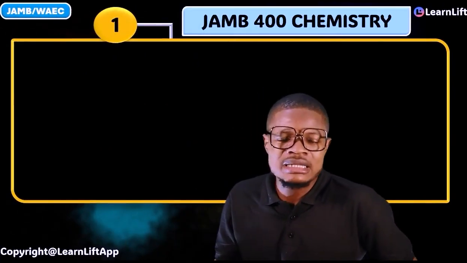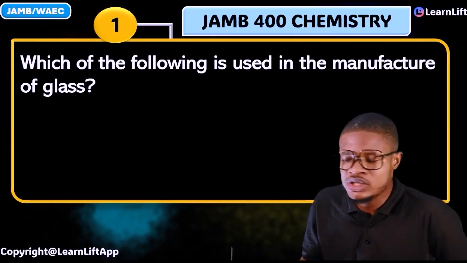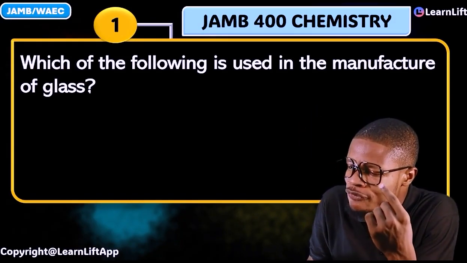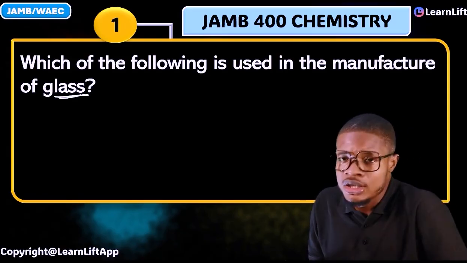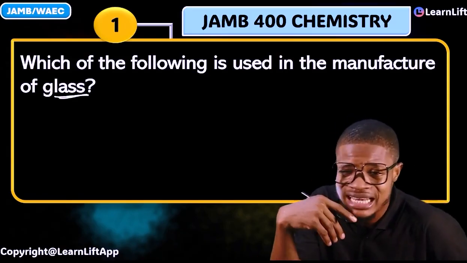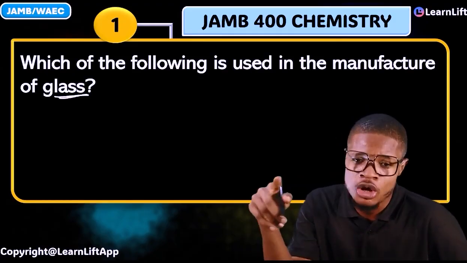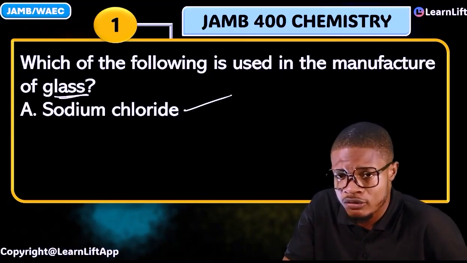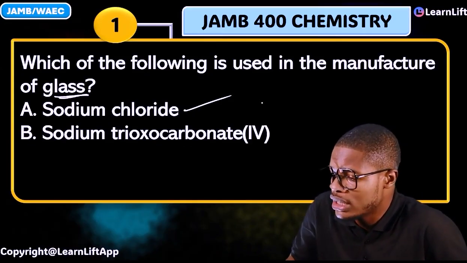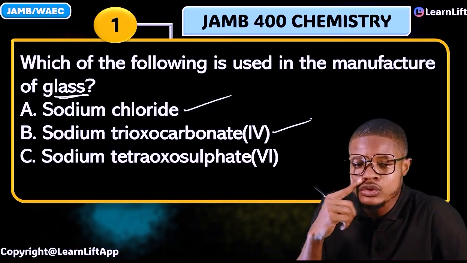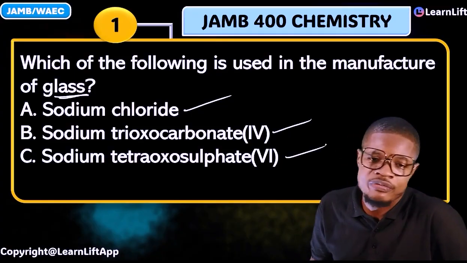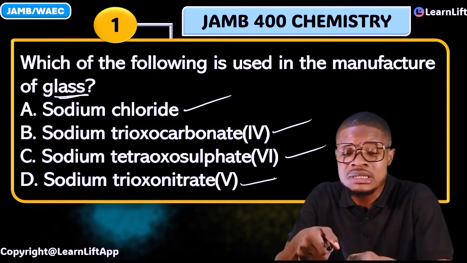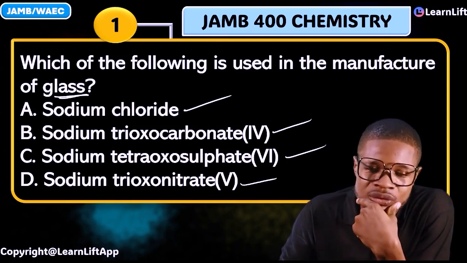Let's go. Look at question 1 very quickly. The question says, which of the following is used in the manufacture of glass? In other words, this question is coming directly from glass, the manufacture of glass. Option A, we're giving you sodium chloride. Is it sodium chloride that we use in the manufacture of glass, or is it sodium trioxocarbonate(IV), or we make use of sodium tetraoxosulfate(VI), or what we make use of is sodium trioxonitrate(V)? What is it that is used in the manufacture of glass?